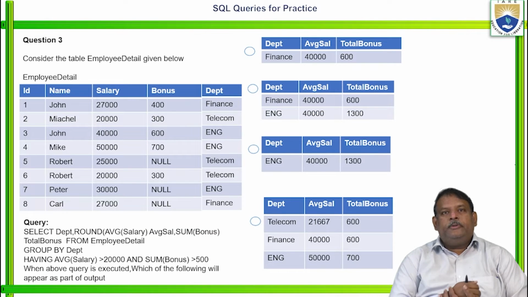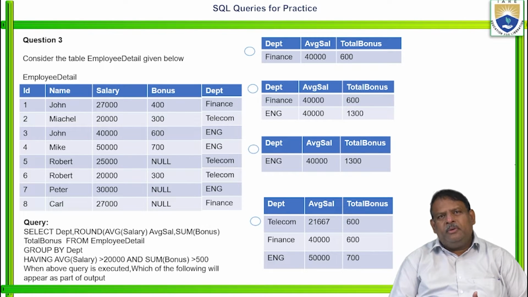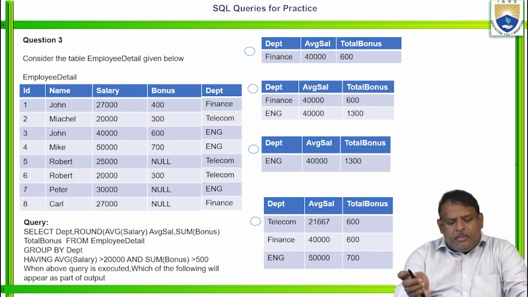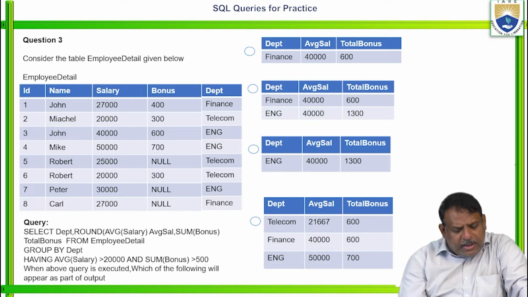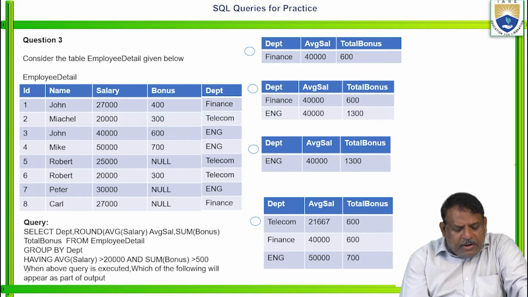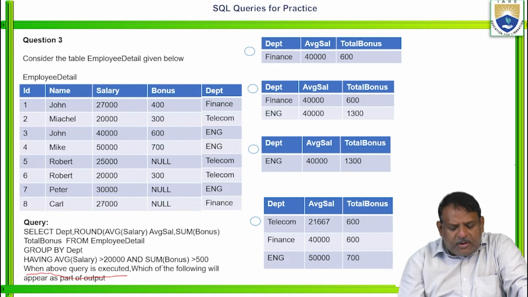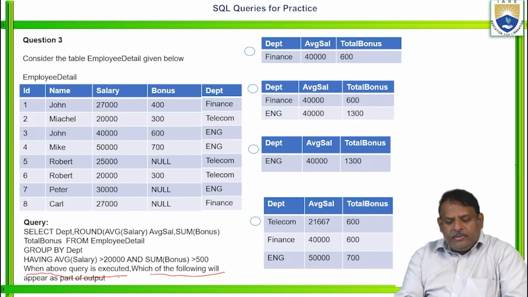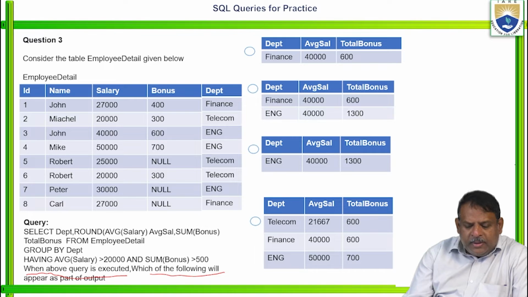Okay, next question. The next question is similar to the previous question, same table, same query, but the output asked is different. When the above query is executed, which of the following will appear as part of the output? Same query we have seen here.